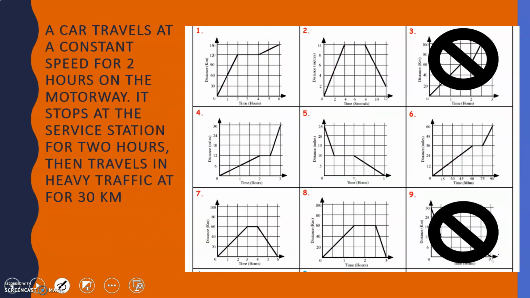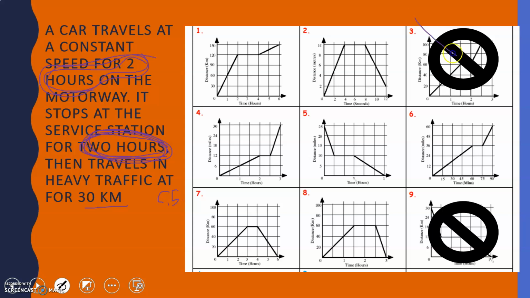A car travels at a constant speed for 2 hours. All right, so 2 hours on the motorway. It stops at the service station for 2 hours. So we're moving for 2 hours, stopping for 2 hours. Then travels in heavy traffic... it must have gotten cropped off. I'm sorry, guys. But it probably was constant speed. All of these are constant speed anyways, for 30 kilometers. All right, so the main thing is we first are moving 2 hours at a constant speed, then we stop for 2 hours. So let's first find those two parts.